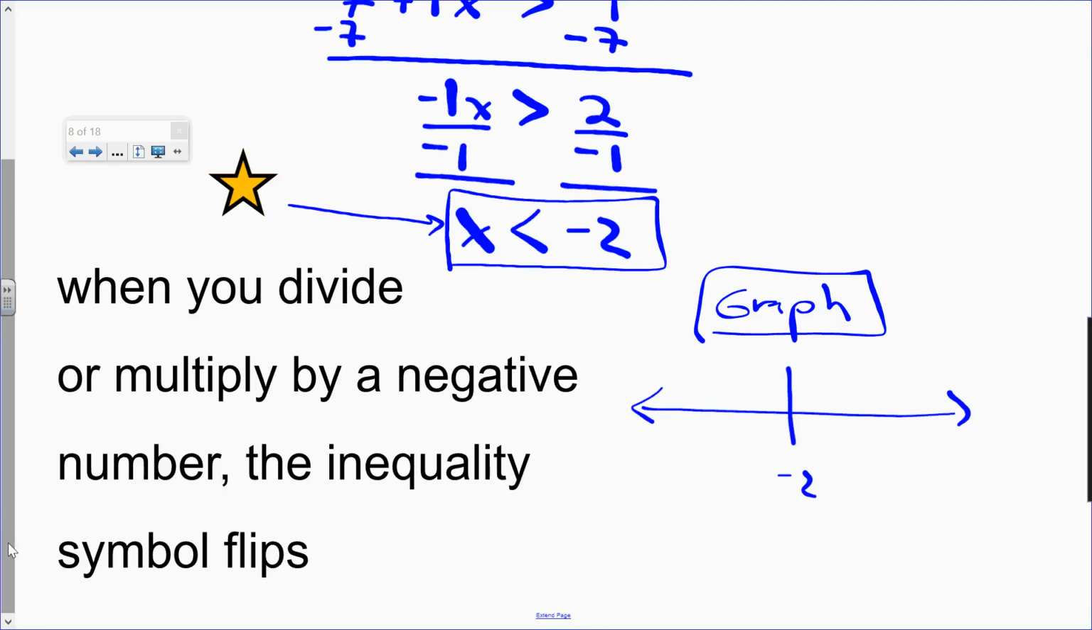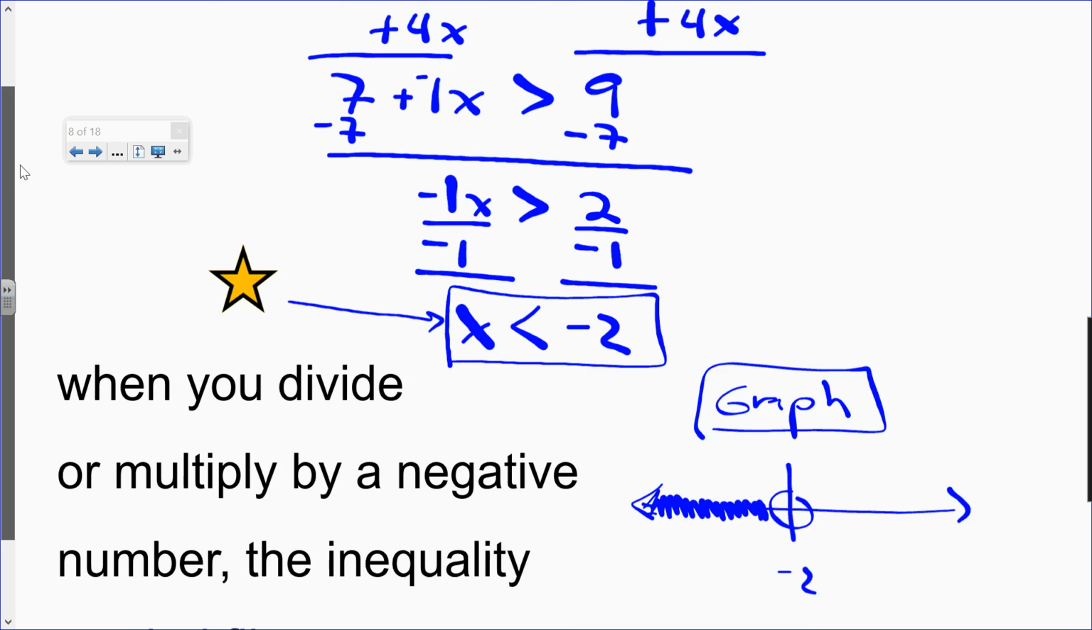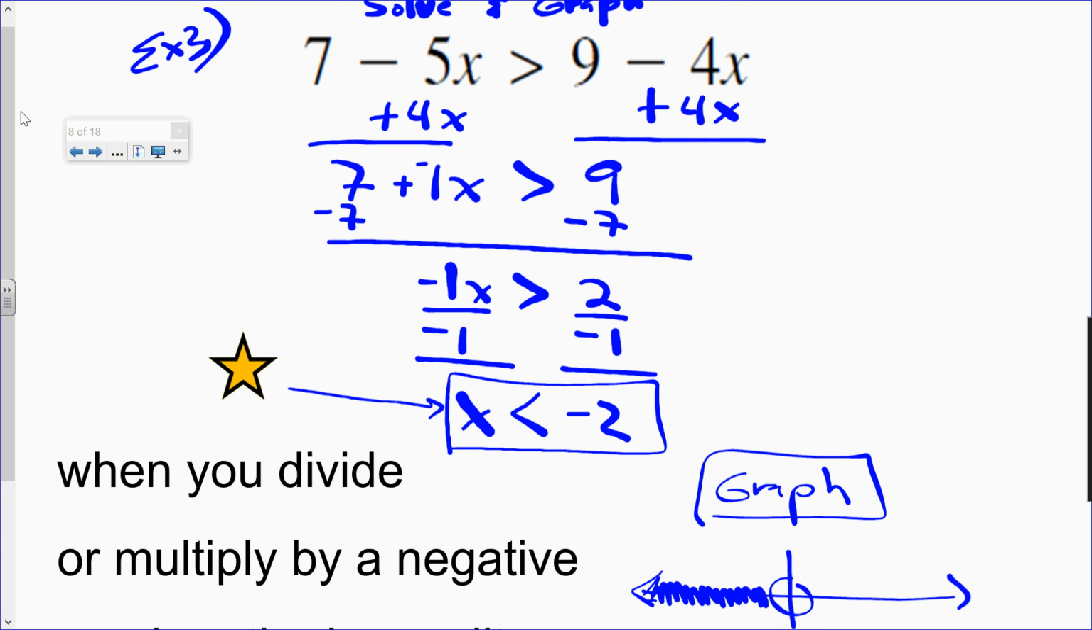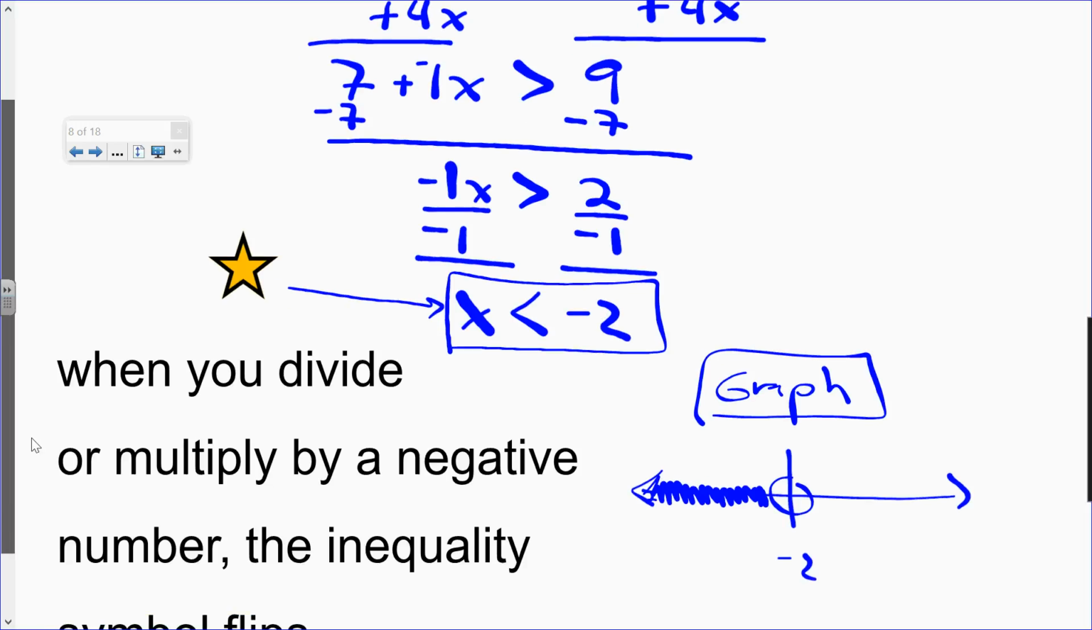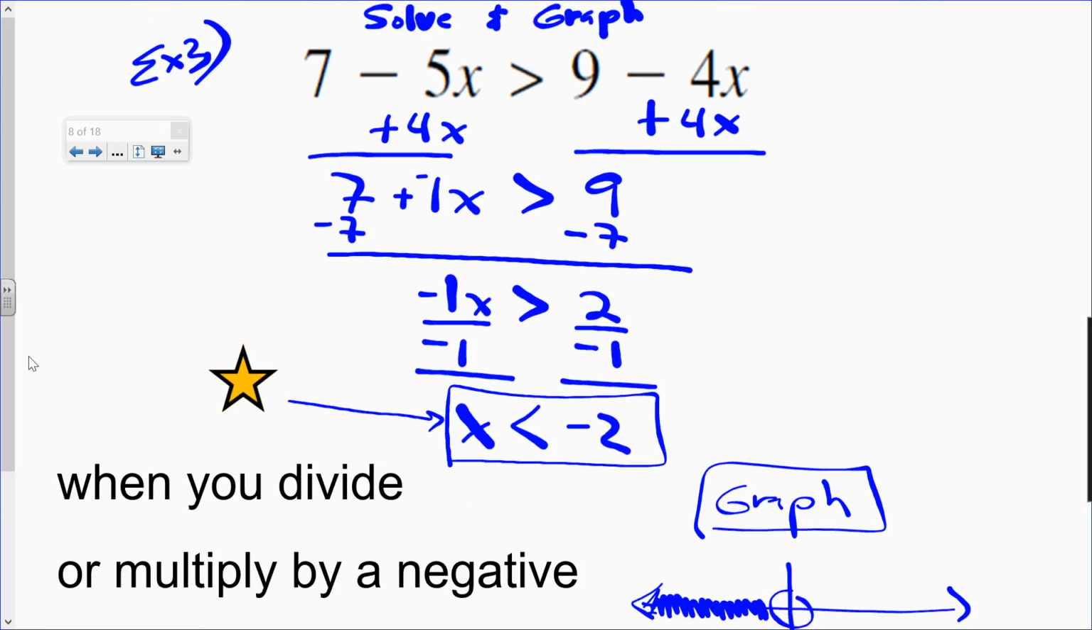Can x be equal to -2? No. So I'm going to put an open circle. X can only be less than -2, so I'm going to shade in everything that's less than -2, which is to the left. There's my solution graph. That's telling us, if you want something that's going to satisfy the inequality, then just choose any number from that area of the number line. Anything less than -2 will satisfy this original inequality.